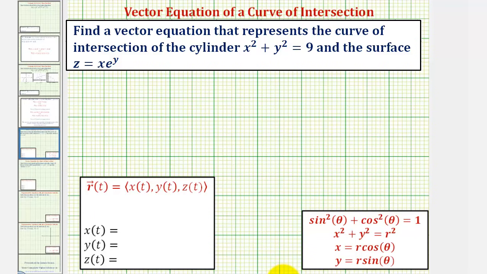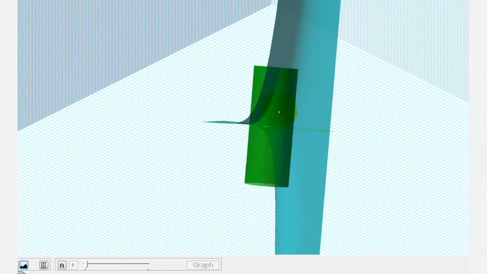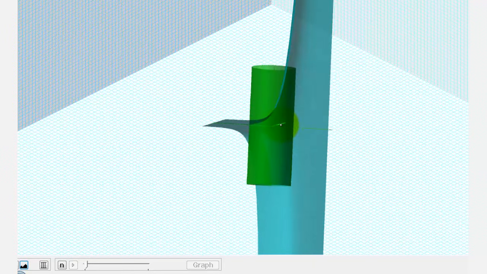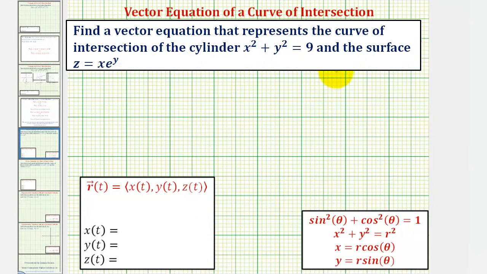If we take a look at this graphically, here we see the graph of the cylinder and the surface. We want to find the equation of the vector valued function that would trace out the curve of intersection. Looking at the equation of the cylinder and the surface, notice how the equation of the cylinder only contains 2 variables, while the equation of the surface contains 3 variables. Let's begin by focusing on the equation of the cylinder.